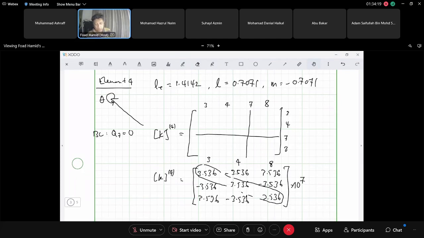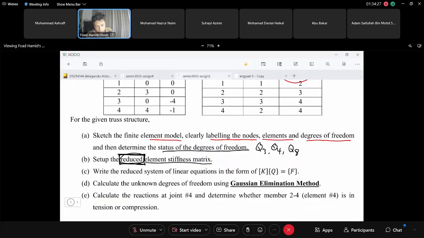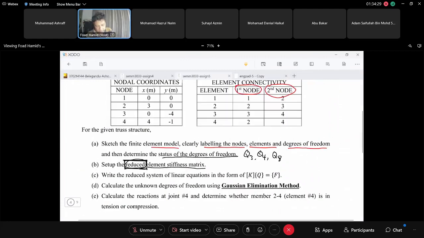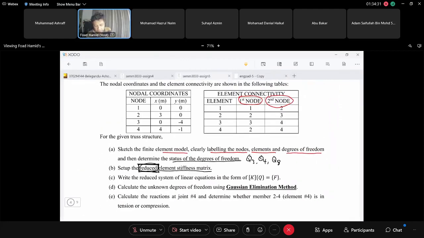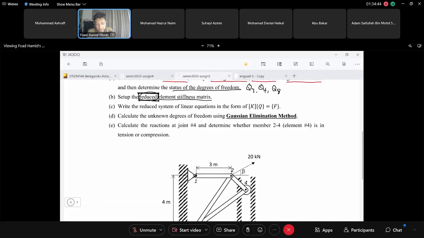Okay, so 7 is not used. So now, the next thing to do is, let's look at the question again. It asks us to write the reduced system of linear equations in the form KQ equal to F. Okay, so now we need to find the global stiffness matrix. So let's look at the global stiffness matrix.